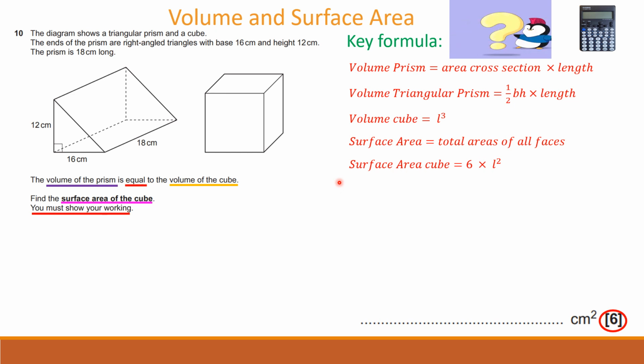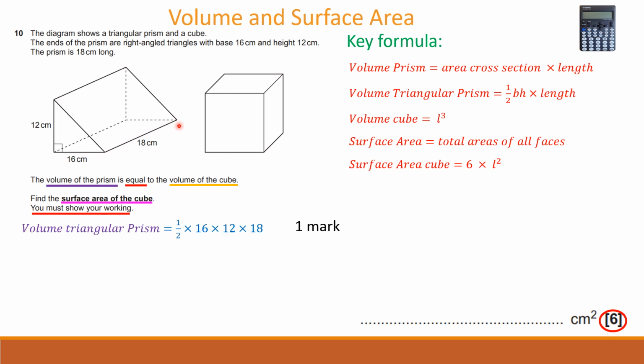Well done guys, hopefully you've managed to work out how to work out the surface area of this cube using all these formulas that I've given to you here. So to start with, we're going to look at the volume of the prism. The volume of the prism is the area of the triangle, so it's half the base times the height. Now we are allowed a calculator for this question, but you can see it's half of 16, which is 8, times 12, and then you're going to multiply that answer by 18. That will give me the volume of the triangular prism.